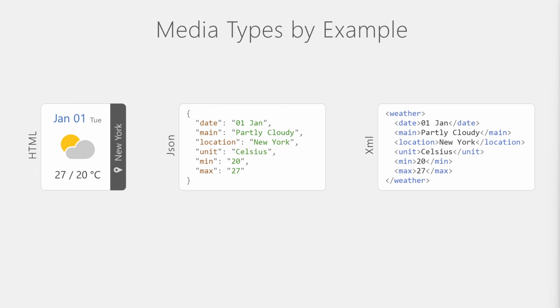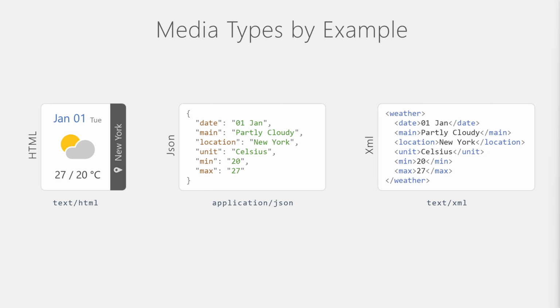In this example, weather is a resource, and these are just different representations of the same weather resource. And to identify each representation, we use media type. So the first one's media type is text/html, the second one has a media type of application/json, and the third one is text/xml. But technically, these are just different formats used to transfer the same information.